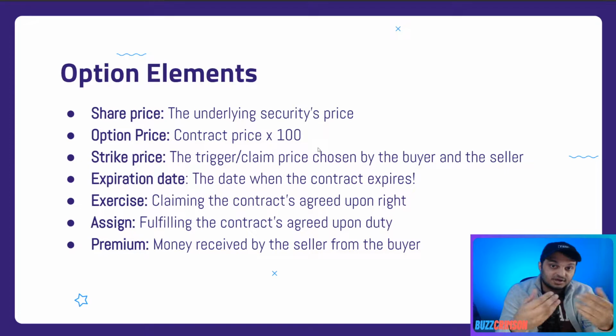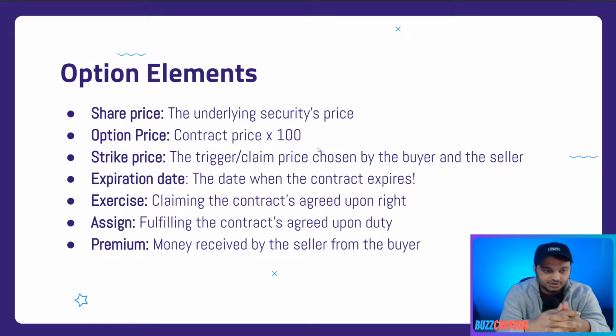Option price. So an option has its own price. Let's say an option price is $2, but remember, it commands 100 shares. So $2 times 100, $200. That's the price you're going to have to pay to buy that option contract.